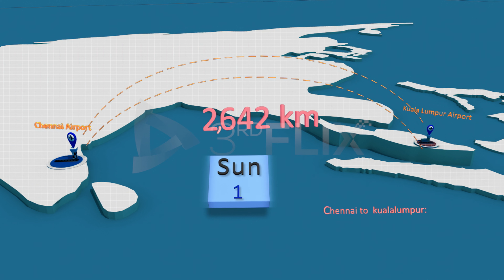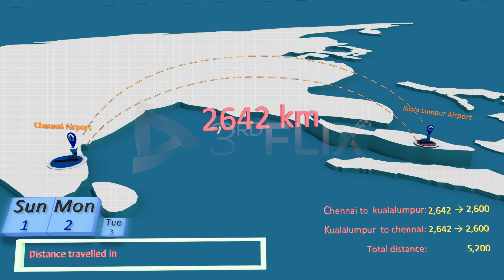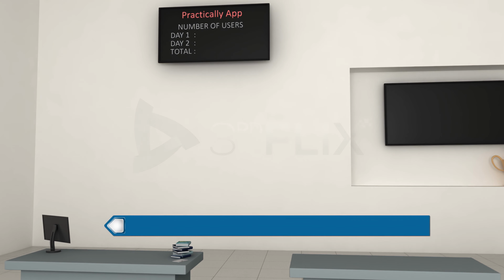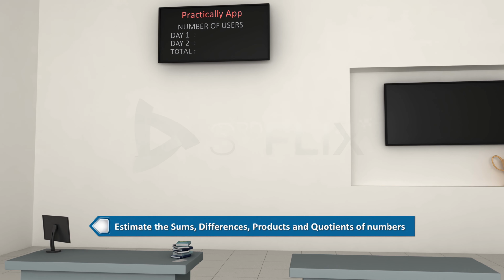Chennai to Kuala Lumpur, 2,642 is rounded to 2,600, nearest 100. Kuala Lumpur to Chennai, 2,642 is rounded to 2,600, nearest 100. Total distance 5,200. Distance travelled in 7 days, 5,200 into 7 equals 36,400 kilometers. Let us learn how to estimate the sums, differences, products and quotients of numbers.